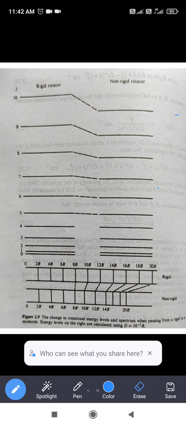Next, the transition of rigid and non-rigid. This is the absorption lines of the rigid rotator and this is the absorption lines of the non-rigid rotator. You can see here, after J is equal to 4, the absorption lines are shifted towards the high wavelength side.